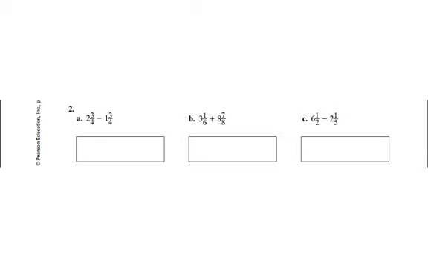Now let's take a look at the last addition problem, number 2b. 3 1/6 plus 8 7/8. Change the mixed numbers to improper fractions by taking 6 times 3 plus 1, which is 19/6, and 8 times 8 plus 7, which is 71/8.